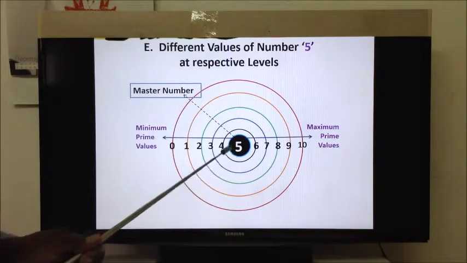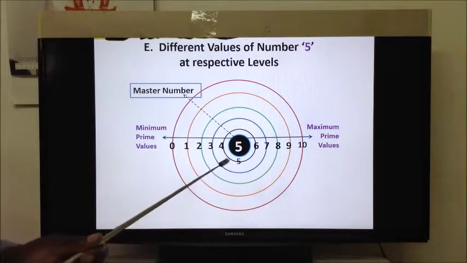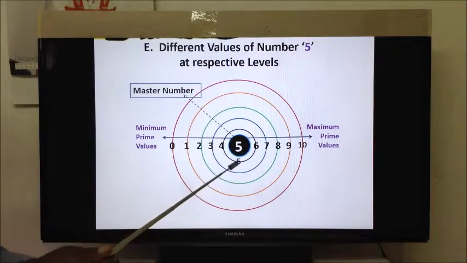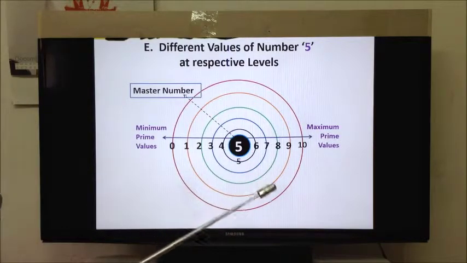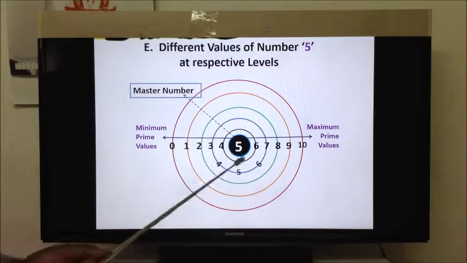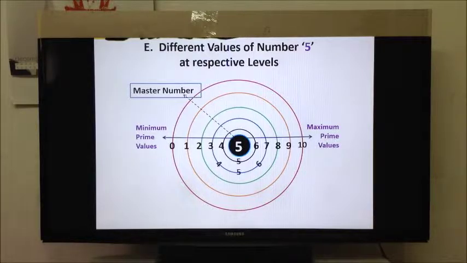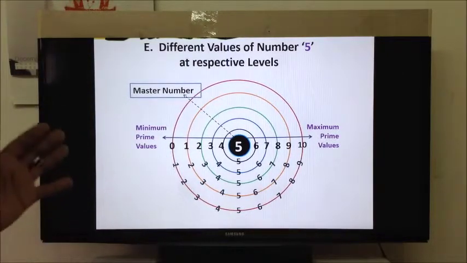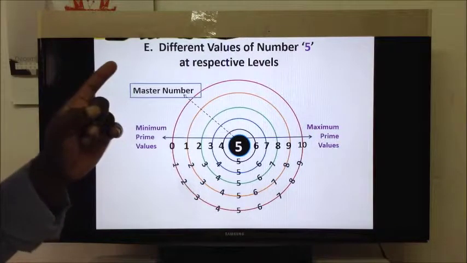Therefore, on level 1, we have to fill up 5, because between 4 and 6, there is 5. On level 2, the missing values are 4, 5, 6. Level 3, we have 3, 4, 5, 6, 7. Level 4, we will have 2, 3, 4, 5, 6, 7, 8. In level 5, we have 1, 2, 3, 4, 5, 6, 7, 8, 9. Now we have filled up all the values that number 5 can take.